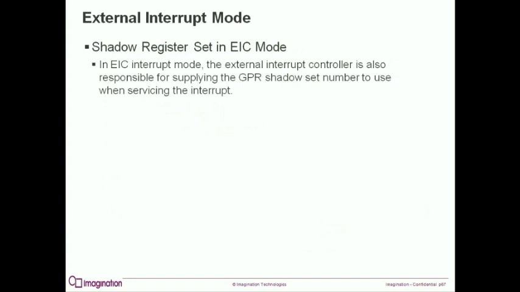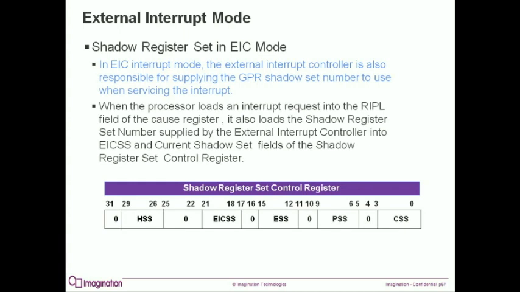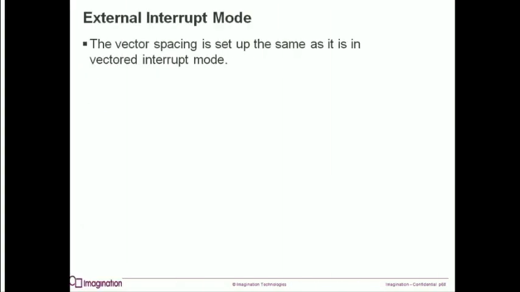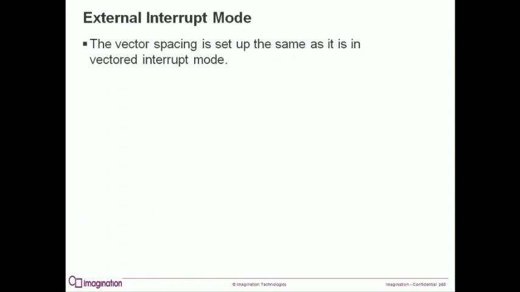The shadow register set map register is not used in this mode. The mapping of the vectored interrupt to a shadow register set is done by designing the interrupt controller to provide the correct shadow register set number when the interrupt is requested. The CPU loads this shadow register set number into the shadow register set control register, making that shadow register set the current shadow register set when the interrupt processing starts.